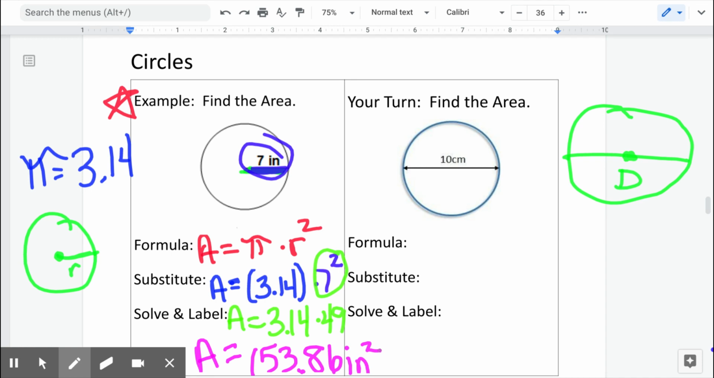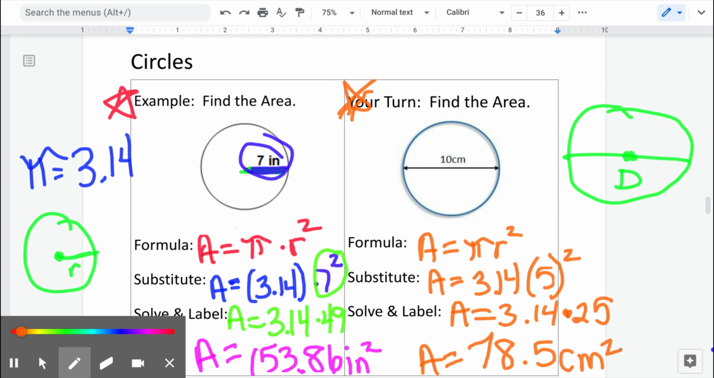So again, the radius is only from the center of the circle all the way out. When you start this your try here, make sure you pay attention to what is the radius of that circle. We'll pause the video while you work. All right, and here's the correct answer for that one.